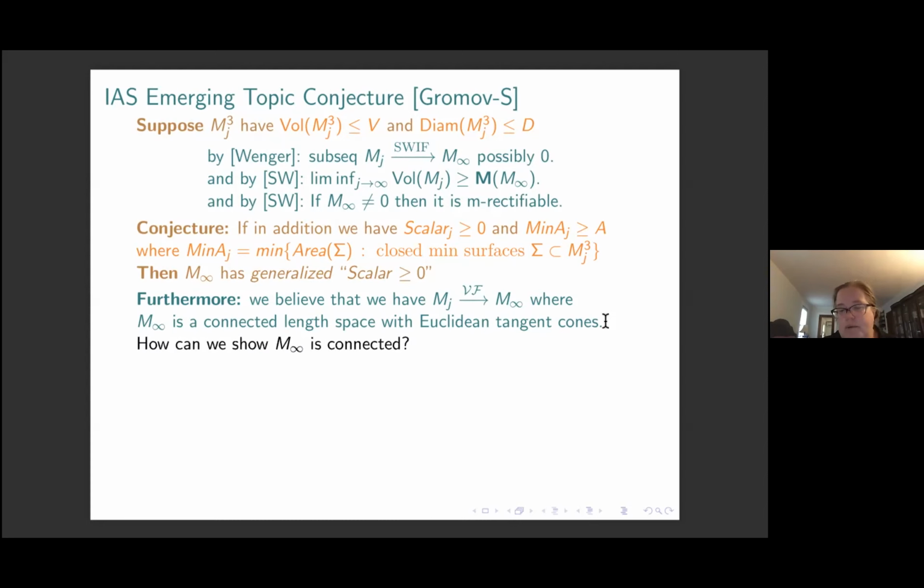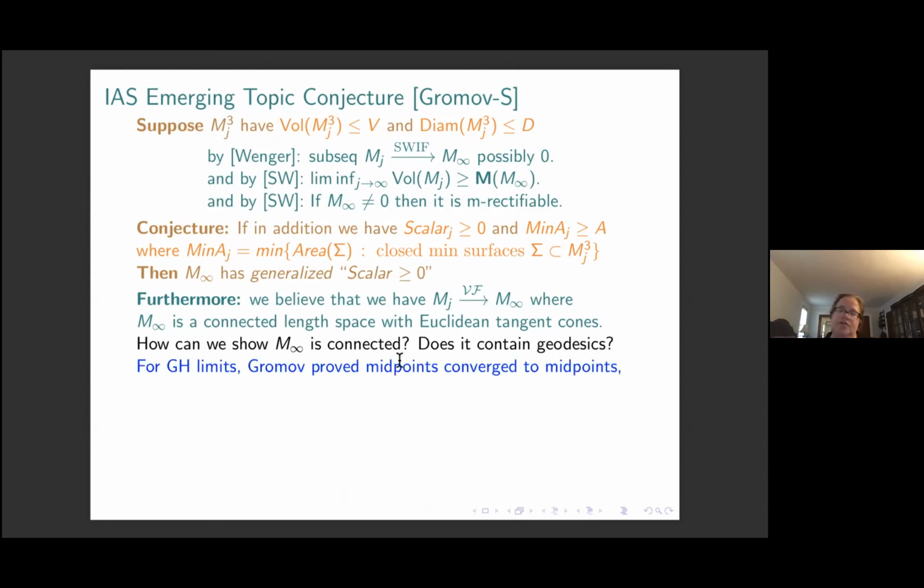How would we show M infinity is connected? This is a really important open question. Let me just show what sort of ingredients you might use to try to show the limit is connected. Does it contain geodesics? Now we remember we had those counterexamples that didn't have geodesics, but those examples had min A going to 0. So how would we try to show M infinity is connected? We want to use this min A condition in some way to show it's connected.